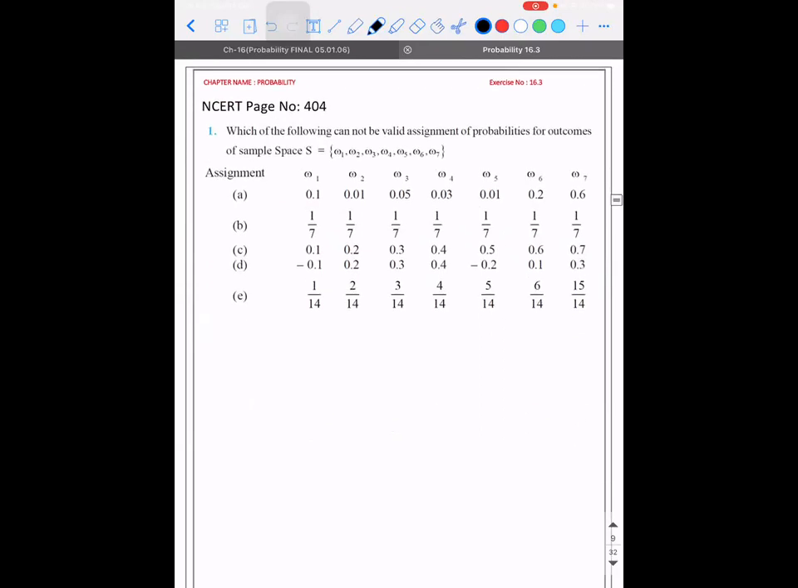See, actually, with this the chapter is over. I've completed the concepts. The only thing is we need to solve the problems. That we will finish off maximum by tomorrow or by Wednesday.